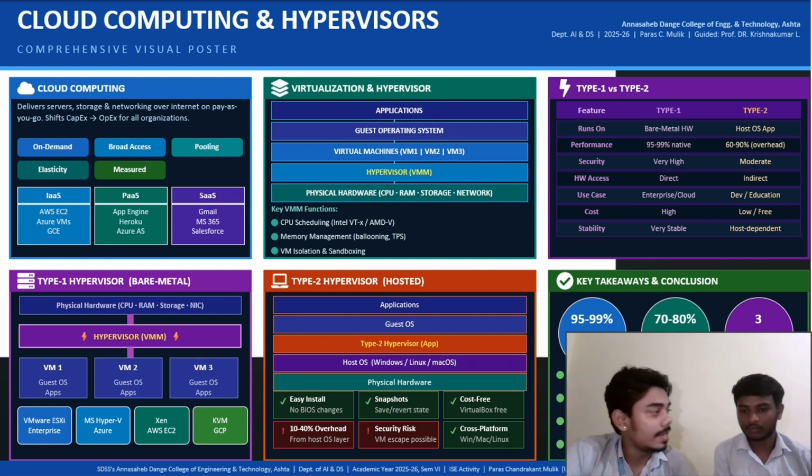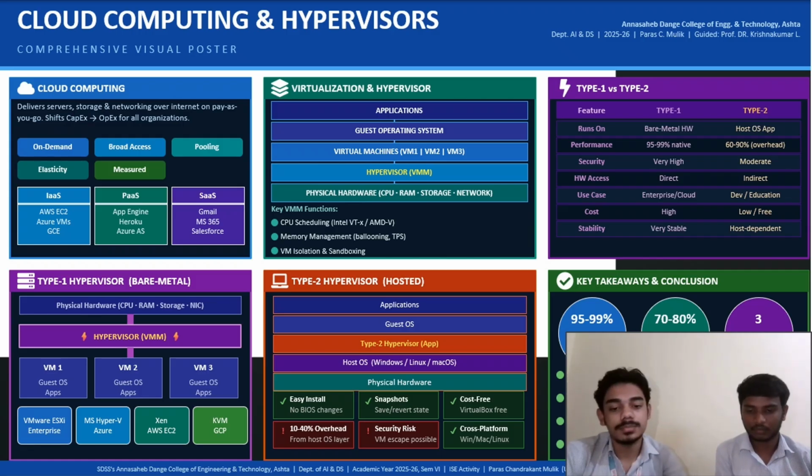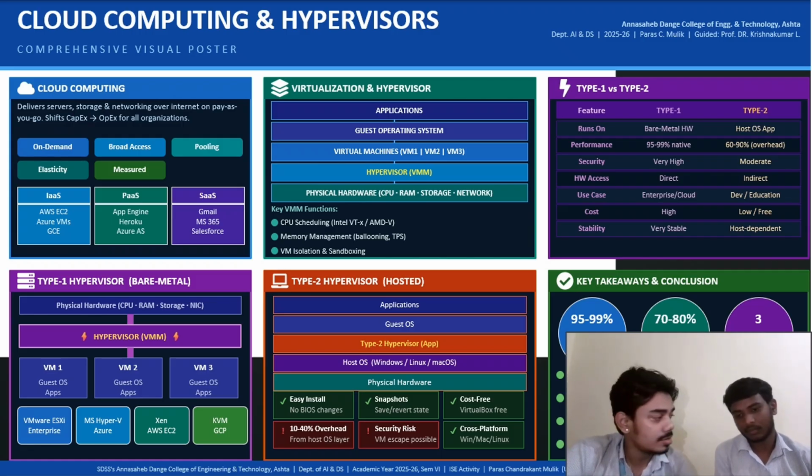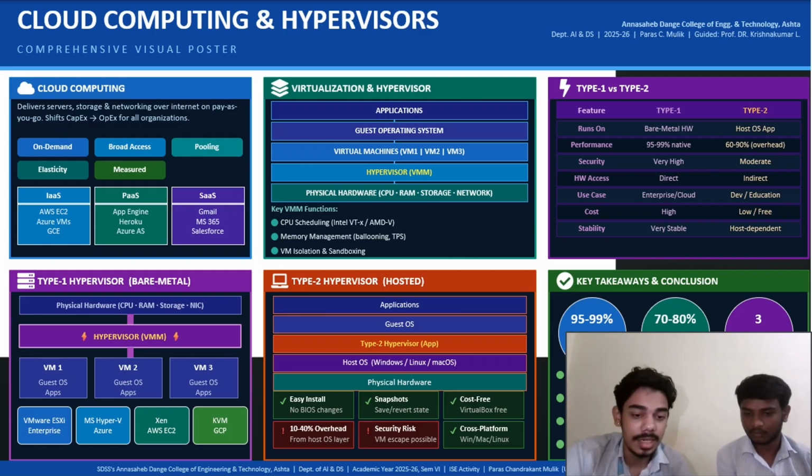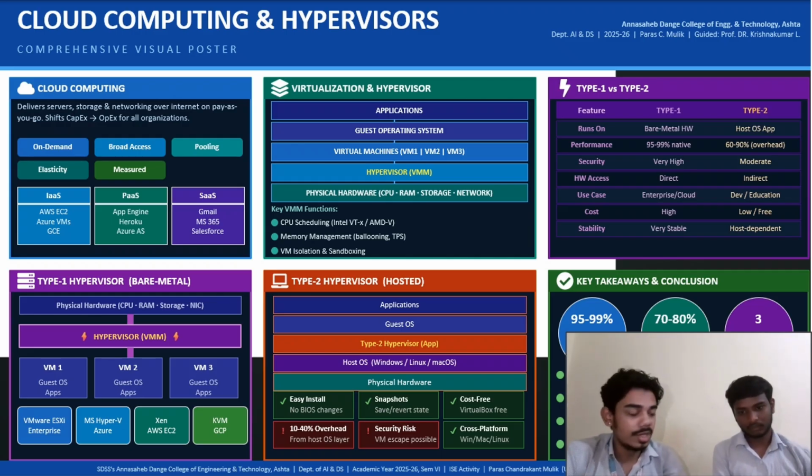The second is PaaS, which stands for platform as a service. Here you build and deploy your application without worrying about the underlying infrastructure. Google App Engine is a textbook example. You write your code, push it, and run it. You never touch the server.